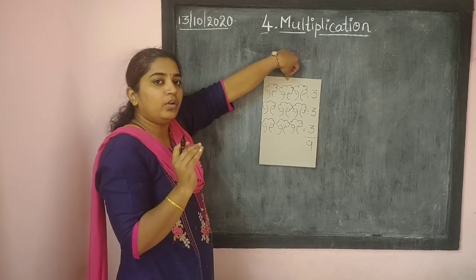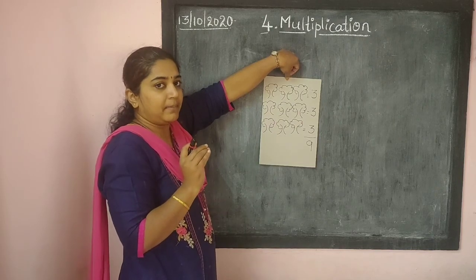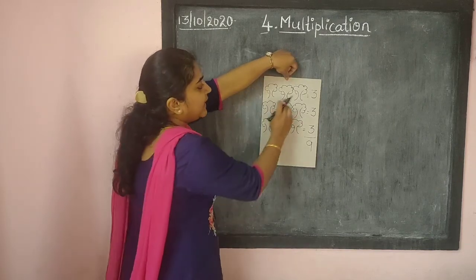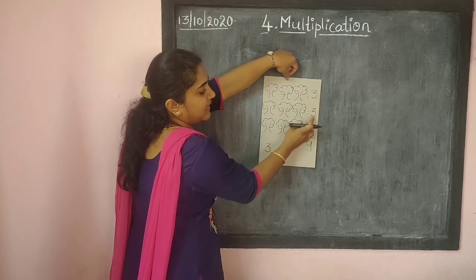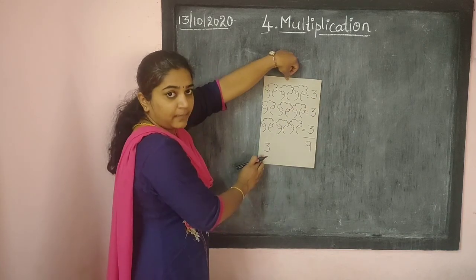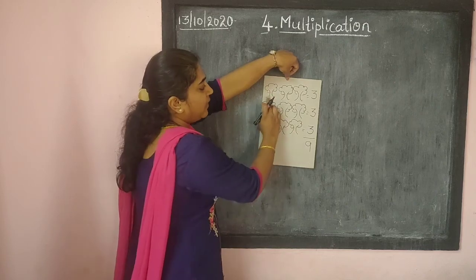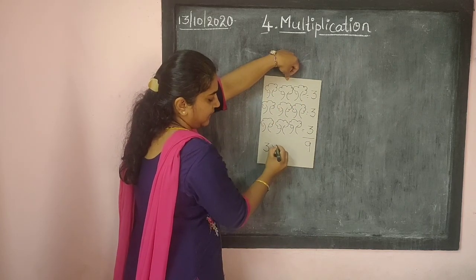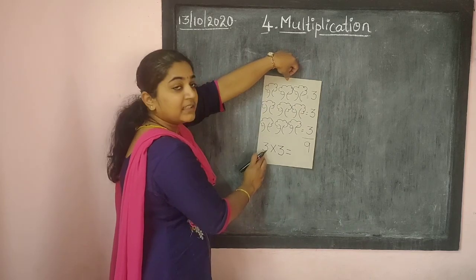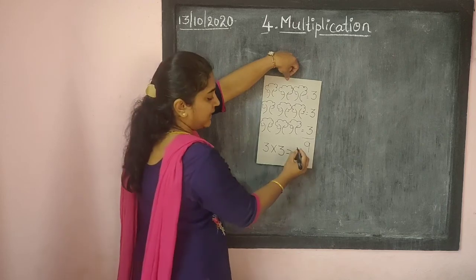If you want an easy way of doing this repeated addition, that is multiplication. Everywhere it is 3. You have to take 3. How many times are there 3? 1, 2 and 3. 3 into 3. That is equal to how much? 3 3s are 9.